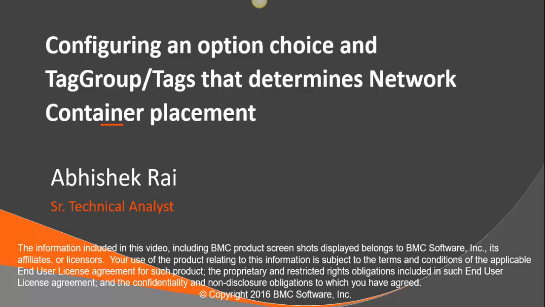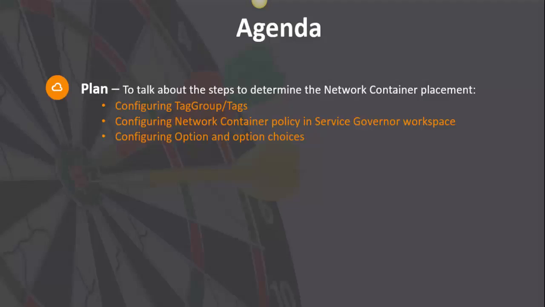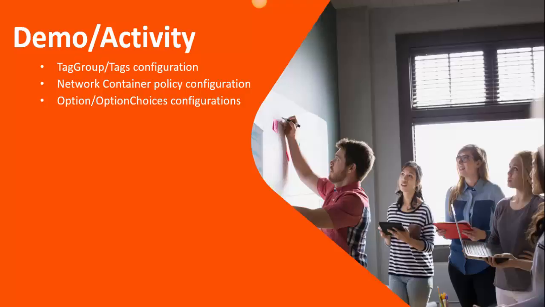Today I'm going to talk about configuring an option choice and tag group tags that determines network container placement. The plan is to talk about the steps to determine the network container placement, which includes configuring tag groups tags, configuring network container policy in Service Governor workspace, configuring option and option choices. Once you're done with the configuration, you may find policy-driven network container placement. During the demo, we'll talk about tag group tags configuration, network container policy configuration, option choices configurations.